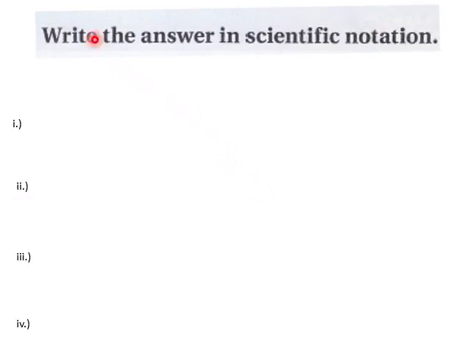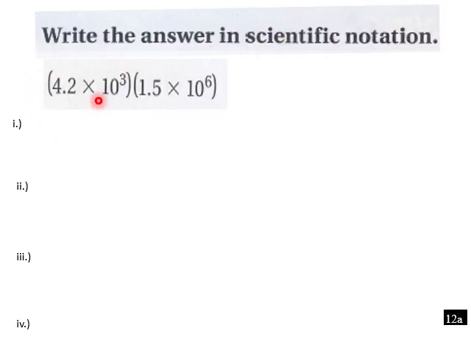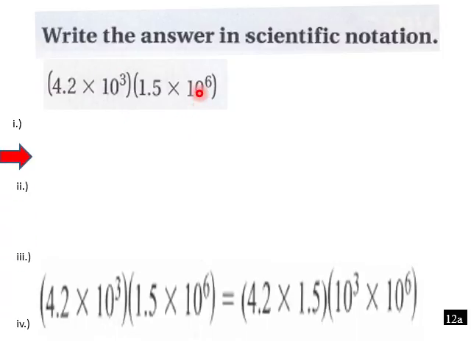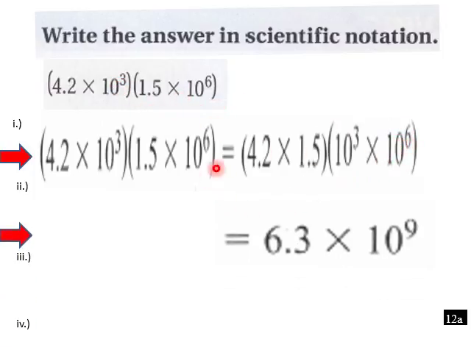Write the answer in scientific notation from our guided practice. Here is our problem, 4.2 times 10 to the 3rd times 1.5 times 10 to the 6th. So of course we're going to move this over here. So we have 1.5 times 4.2 equals 4.2 times 1.5 times 10 to the 3rd, we'll move this over here times 10 to the 6th. So this is 6.3, and then this is 10 to the 9th.